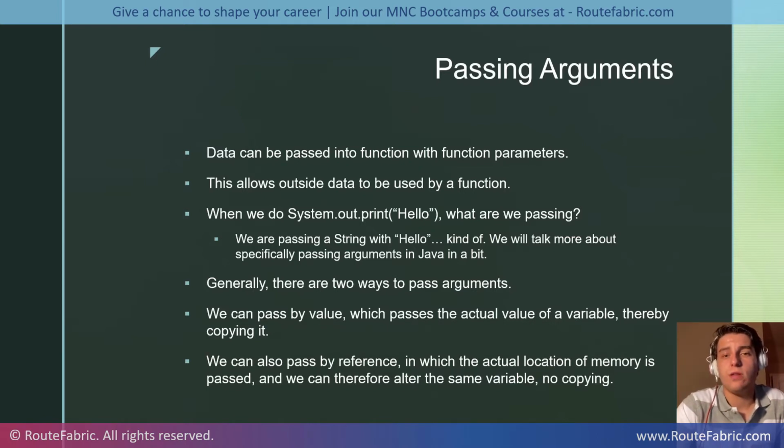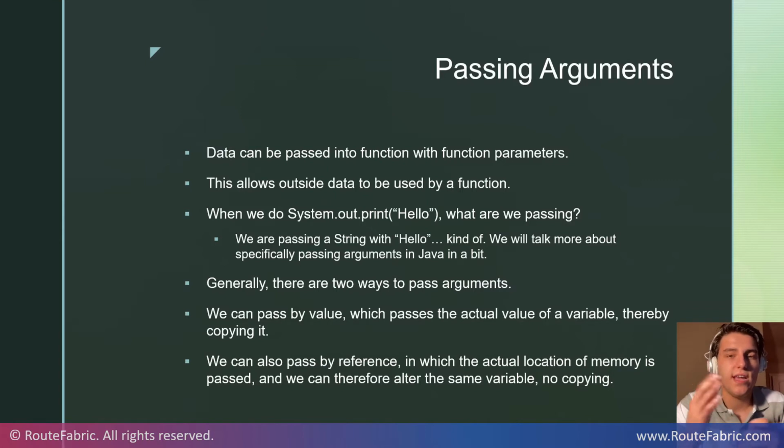But generally in programming as a whole, there are two ways to pass arguments. We can pass an argument by value, which means we pass the actual value associated with a variable. Thereby we copy it. Let's say, for example, we have a function and it takes in an integer. When we pass in an integer, we're not actually passing in that specific integer variable that is located in our code. What we're passing in is the value of that integer. So we're passing in 5, or passing in 25, that kind of thing.